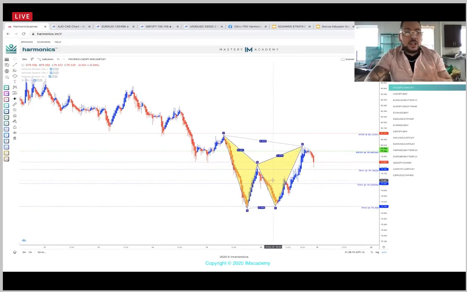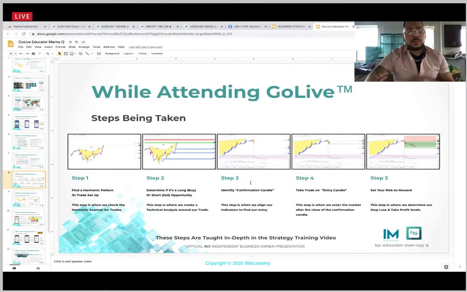So you may know what the harmonic scanner already is. It's a very popular tool. But what you may not know is how to identify which of these patterns are good to take. Okay? So as we come back over here, this is what our strategy focuses on. Our strategy focuses on identifying what we call a confirmation candle.